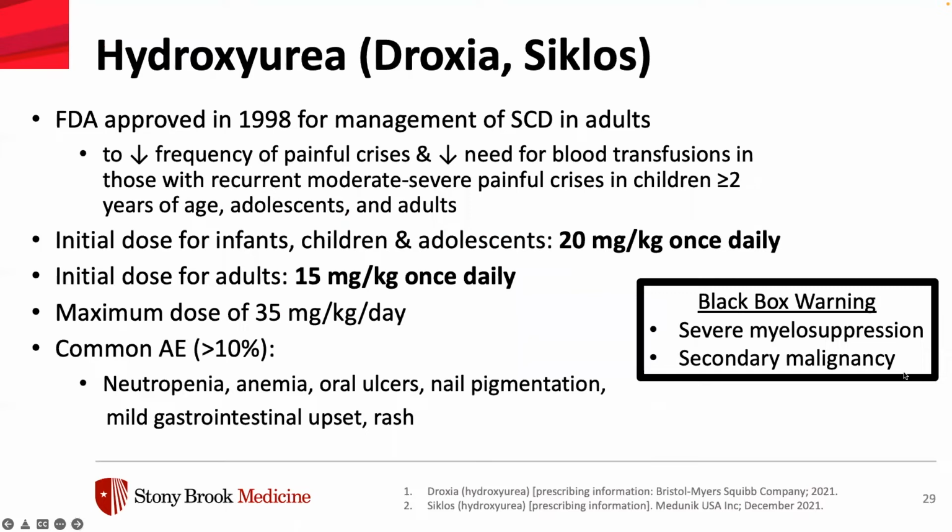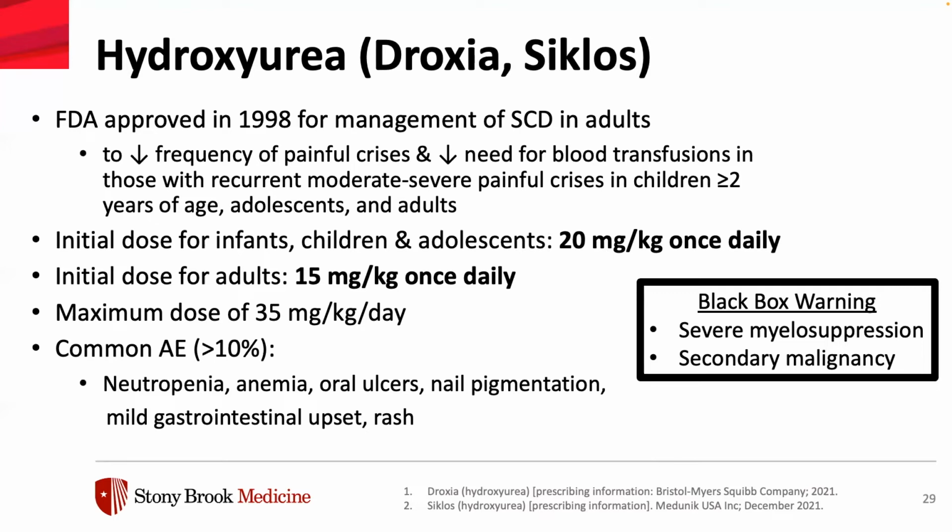So first I'm going to review hydroxyurea. The brand names are Droxia or Siklos. This medication was actually used in the 1960s originally as an antineoplastic drug for the treatment of multiple cancers. And in 1998, it became approved for sickle cell disease. And more recently in 2017, it had another indication to help treat sickle cell disease in pediatric patients over 2 years old. But basically the goal is to help decrease the frequency of painful crises and decrease the need for blood transfusions in those with recurrent moderate to severe painful crises.